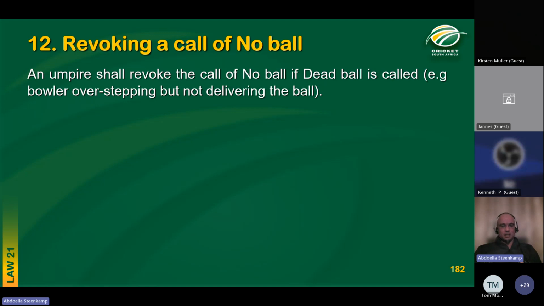In that case, we've just heard under the dead ball law, if the bowler does not deliver the ball, umpire needs to call and signal dead ball. But let's say the umpire called no ball, the umpire needs to revoke the call of no ball.